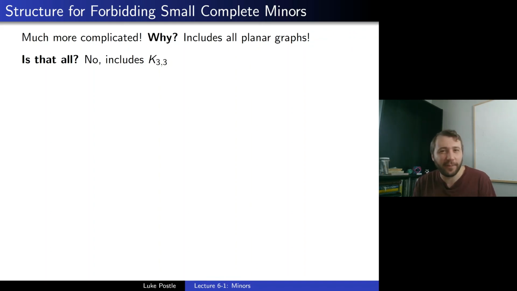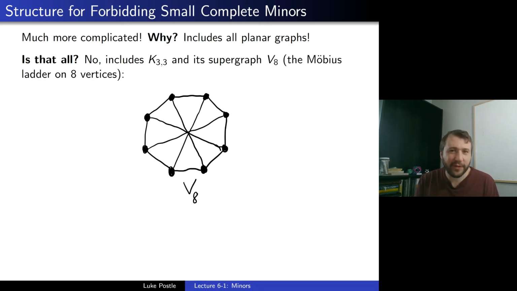Is that all? Well, no, there's even a supergraph of K33 that we'll call V8. It's the Mobius ladder on 8 vertices. Here's a picture. This contains K33 as a minor, actually. So essentially a supergraph is just made a minor. But if you look at V8 and go through it, it also doesn't have K5 as a minor. There's just not enough there to contract down. And it's also nicely not planar because it contains a K33 minor. So, is that it? Is there more?